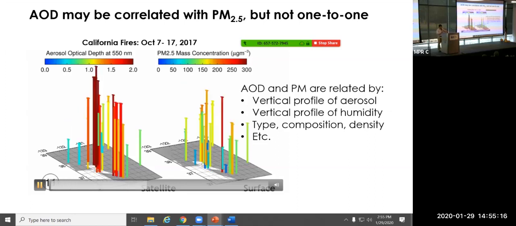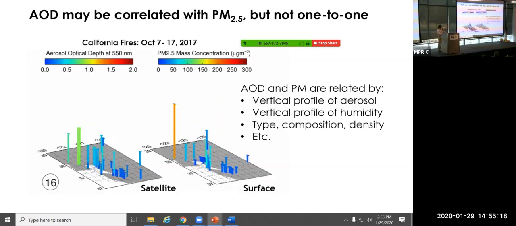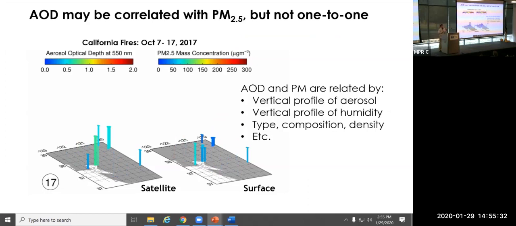You can see satellites on the left and surface on the right, and they are correlated with each other, but not one-to-one. It's not like you always have an up in PM2.5 and an up in the satellite. The gradients are probably a little bit different. And the complicating thing is that aerosols have profiles. Sometimes they're high up. They're not necessarily at the ground.